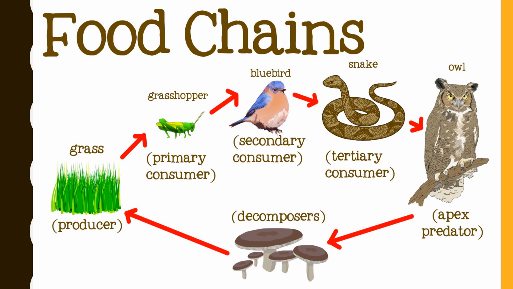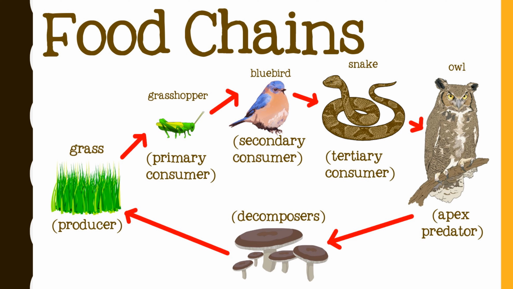For example, in a typical food chain, the plant is the producer. The plant is eaten by the grasshopper, which is the primary consumer. Then the grasshopper is eaten by the bluebird, which is the secondary consumer, which in turn is eaten by the snake. The snake is the tertiary consumer, and then the snake is eaten by the owl, right?